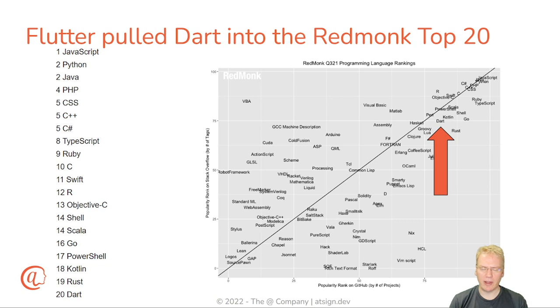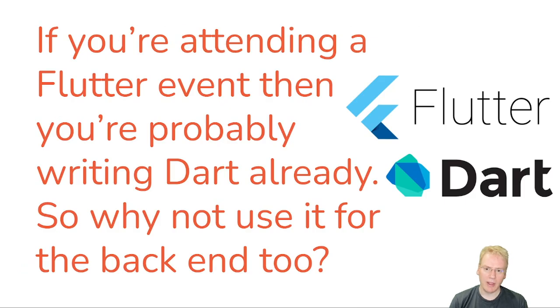And so you can see the languages above Dart in popularity at the moment are all pretty familiar names. They're all very popular languages. But Dart's established itself now in that list. And that's largely because of the popularity of Flutter as a front-end language. So if you're attending a Flutter event, you're probably writing Dart already. So why not use it for the back end as well as the front end? And I think that's the thinking behind this idea of full stack Dart.